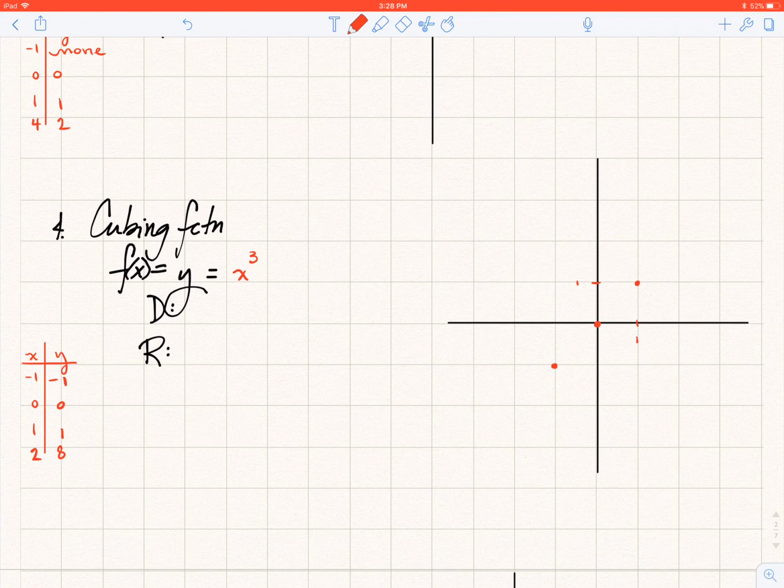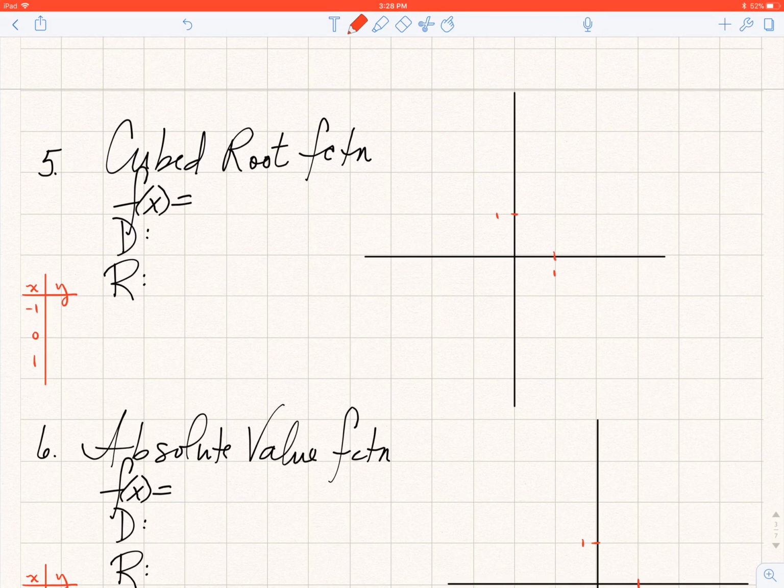So what this happens to be, the right side looks like a parabola, only it is skinnier than the parabola. And the left side looks as though the parabola broke and is down below the x-axis. That's the cubing function. Then we have the cubed root function. The cubed root function uses the square root symbol, but there's a little 3 inside of here.